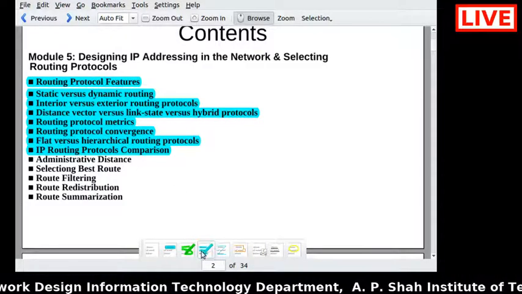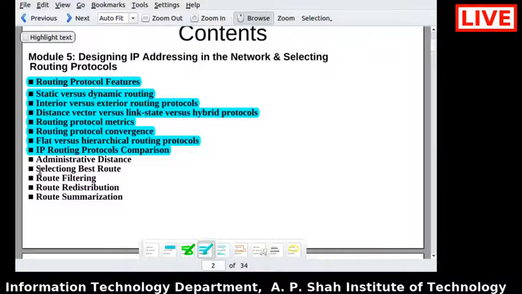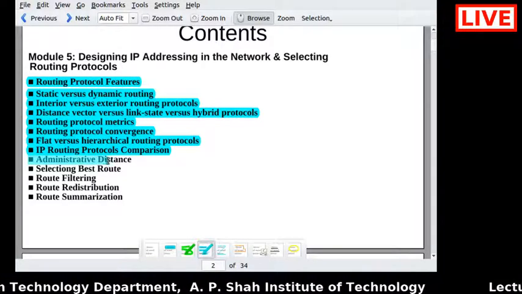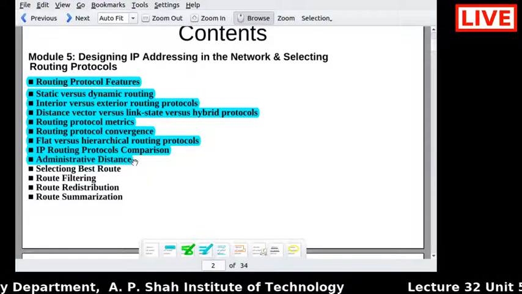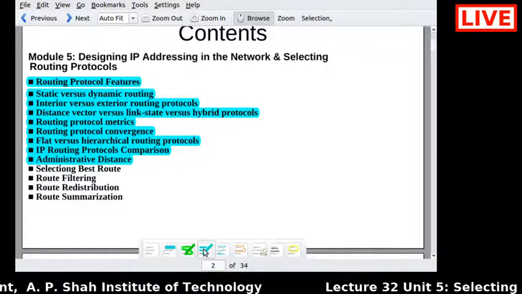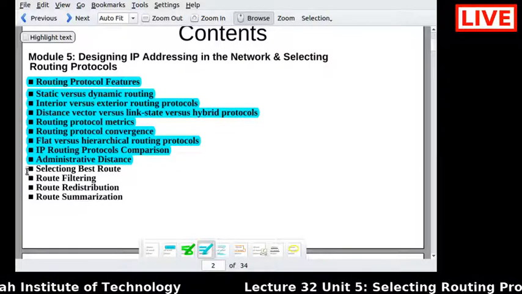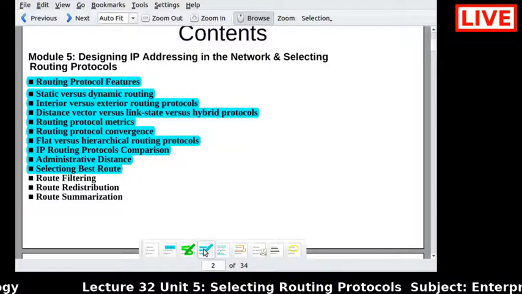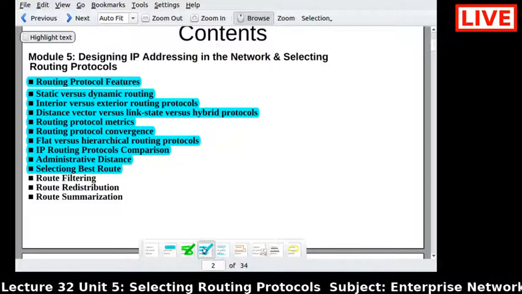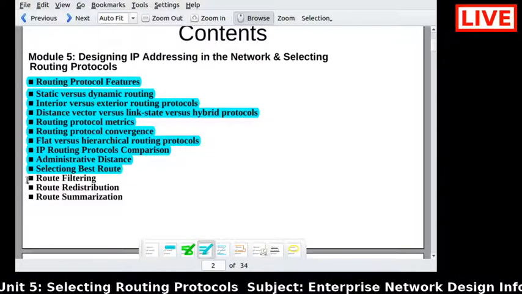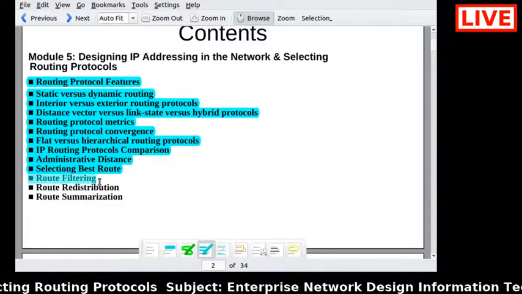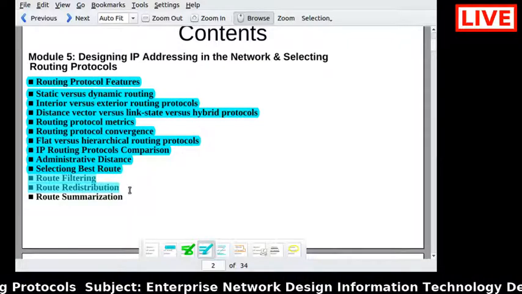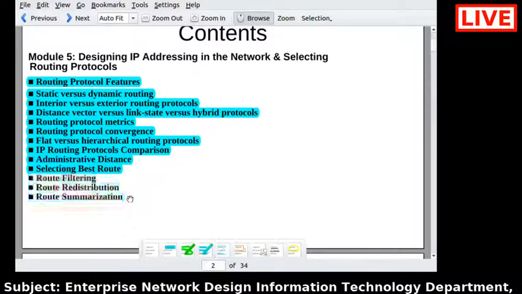So in today's session we will start with the administrative distance: what it means, and how it helps us in designing the topology. Then how to select the best route to transfer the packet from one network to another network. Then the concepts of route filtering, what is meant by route redistribution, and the route summarization part.